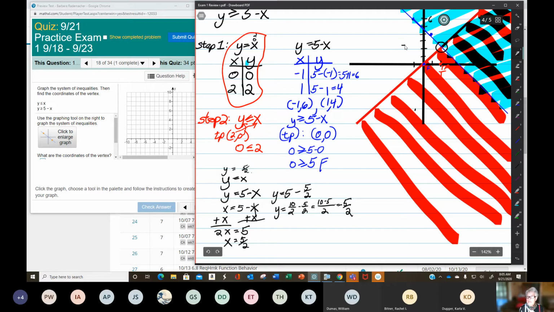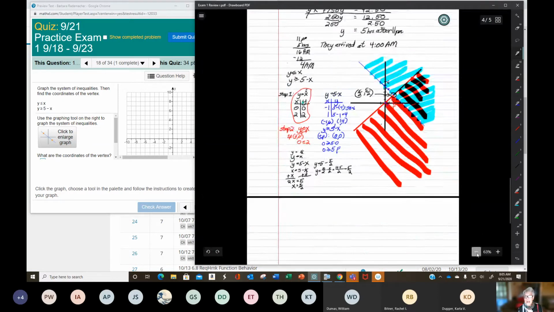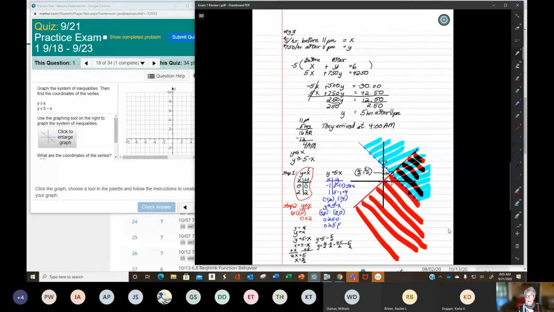So now we know that the vertex for this problem is going to be 5 over 2, comma, 5 over 2. And that is, let me reduce the size on this. That is the whole story on number 33.